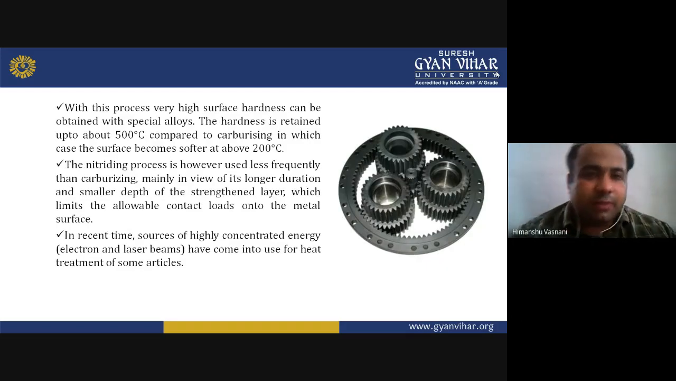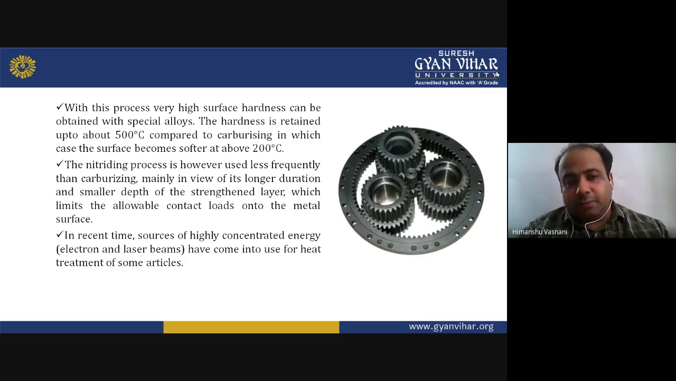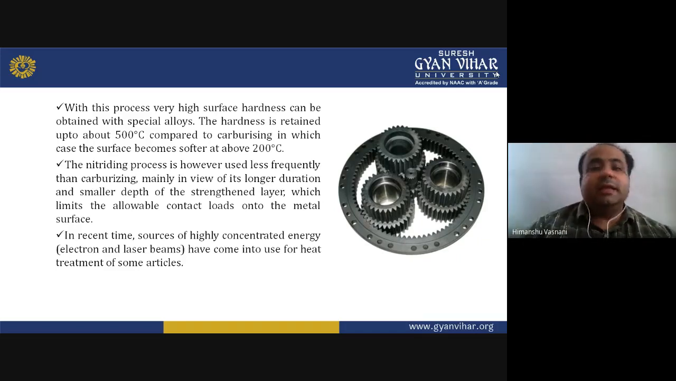With this nitriding process, very high surface hardness can be obtained with special alloys. Now, this hardness is retained up to about 500 degrees centigrade, compared to carburizing, in which case the surface becomes softer at about 200 degrees centigrade. Now, it is really an important thing.